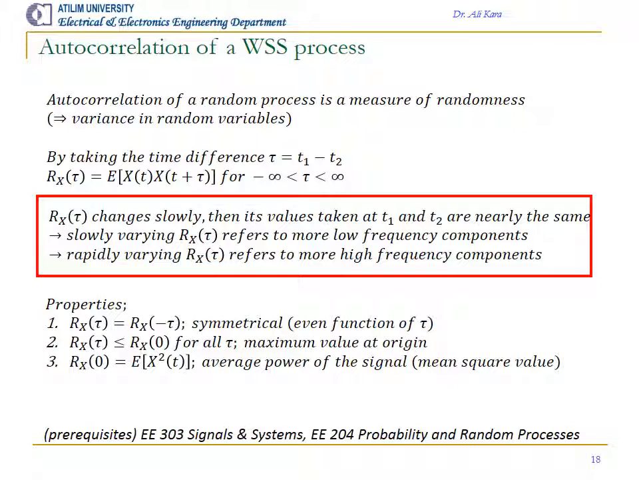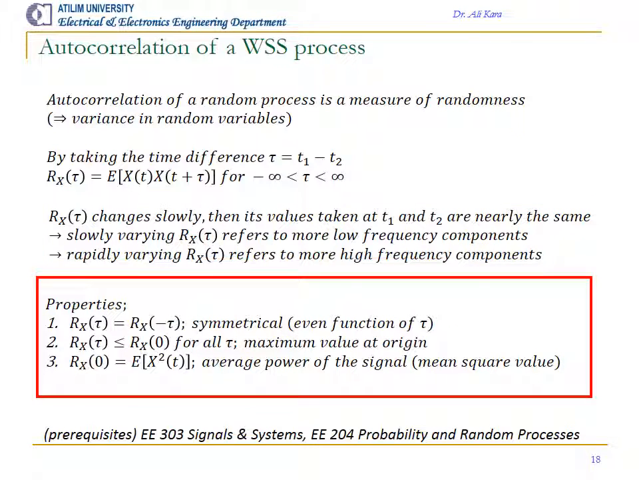Slowly varying R x of tau refers to more low-frequency components. Rapidly varying R x of tau refers to more high-frequency components. Some properties are: 1. R x of tau is equal to R x of minus tau. Symmetrical. 2. R x of tau is smaller than R x of 0 for all tau. Maximum value at the origin. 3. R x of 0 is equal to the expectation of x squared of t, the average power of the signal, mean square value.